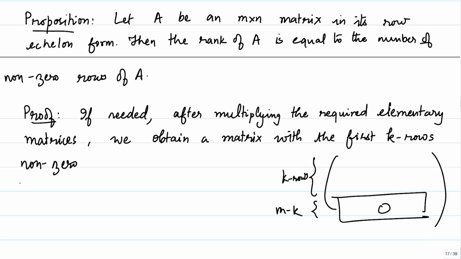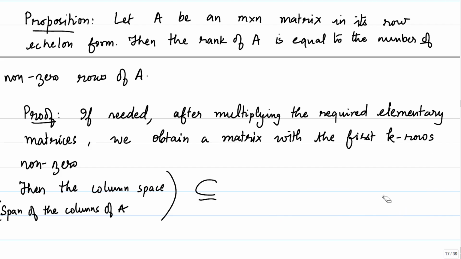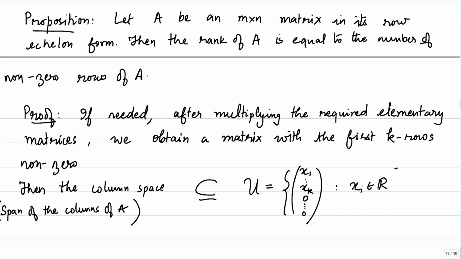So, clearly then the column space, which is the span of the columns of A, is contained in the subspace U of Rm, which is given by x1 to xk and then 0 dot dot dot 0, where the xi's are in R. So, U is basically the subspace of Rm which satisfies the property that the last m minus k entries are 0.